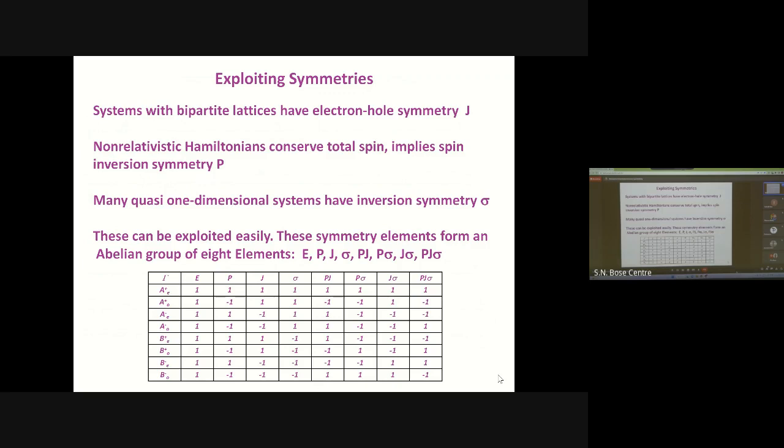And if you have polymers, usually they also have sigma symmetry. That means you just flip them around, like you take a polyene chain and flip it around, you get back the same chain. So you basically have four symmetry elements, identity included: E, P, J, and sigma, and of course their products. All these things commute, so it's an abelian group. When it's an abelian group, you have eight one-dimensional representations in the point group character table. They are all written down here, the character table for a system such as this. You can just write it by inspection.